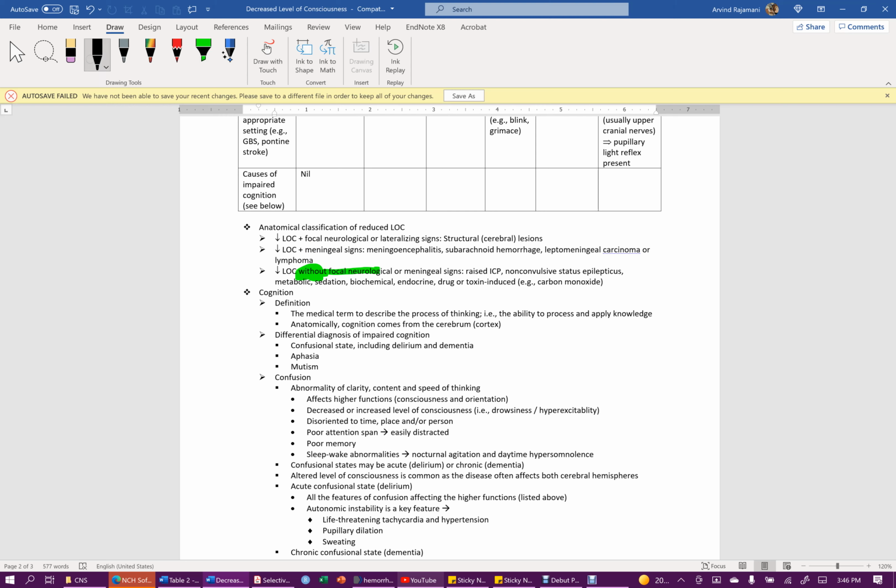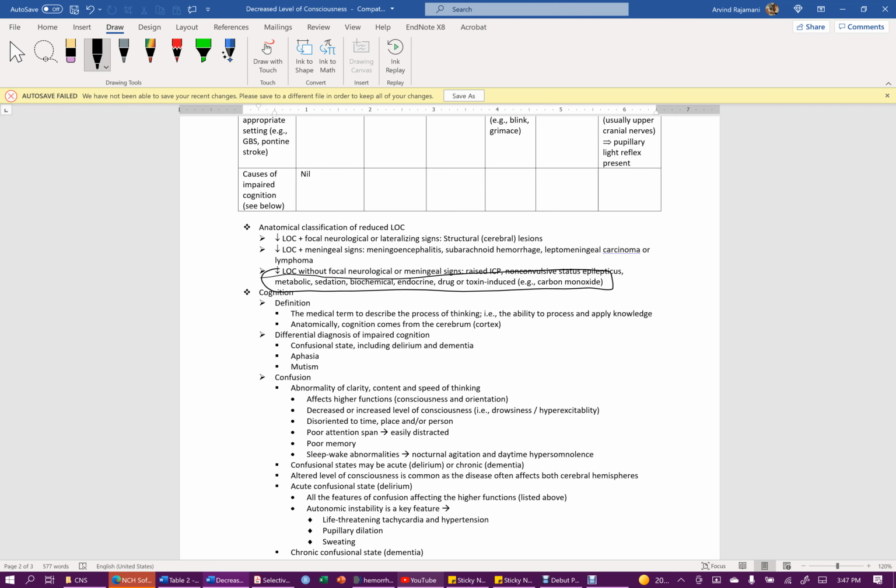Now just see, these two are within the brain. On the other hand, the differentials for low level of consciousness without focal neurology are within the brain, so it could be raised ICP or non-convulsive status epilepticus, but you also have a large number of other conditions which are non-neurological.